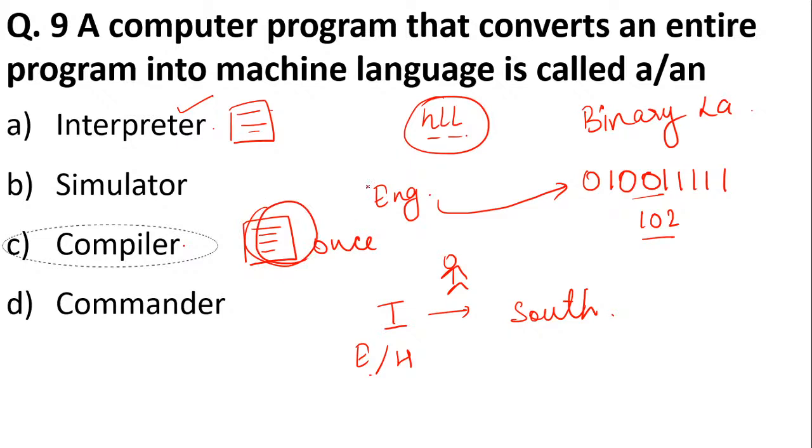So this is a very important difference that you should definitely know for your paper 1. What is a compiler? What is an interpreter? What is the difference between the two? So a compiler converts your high level language into machine language.